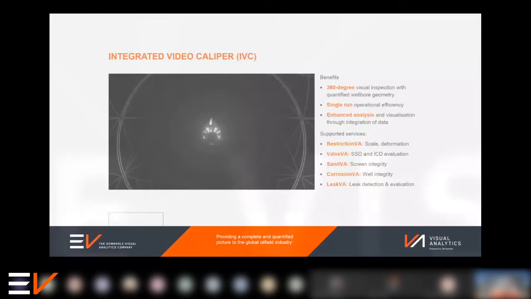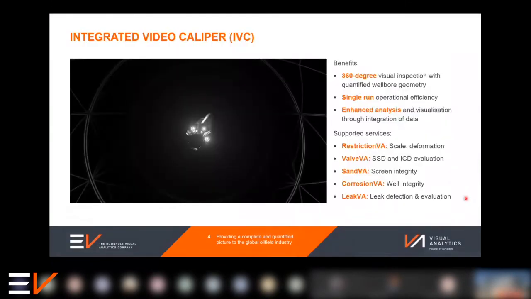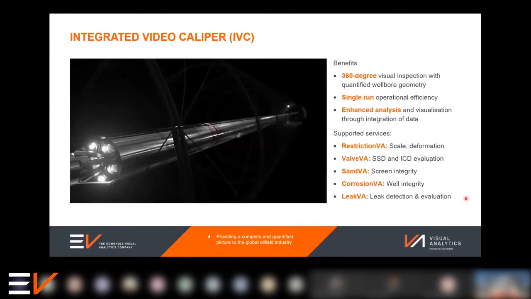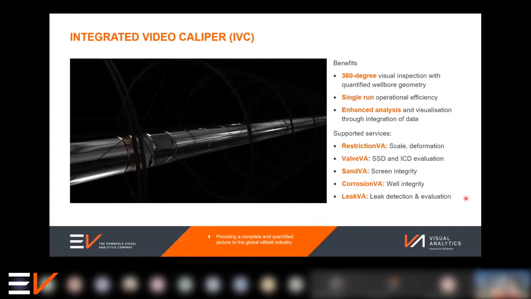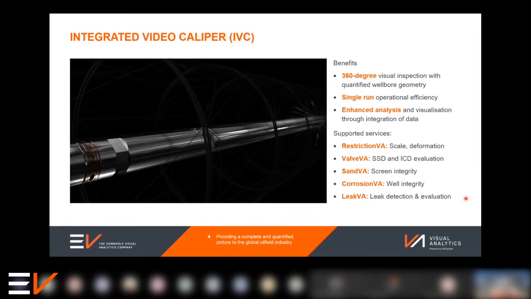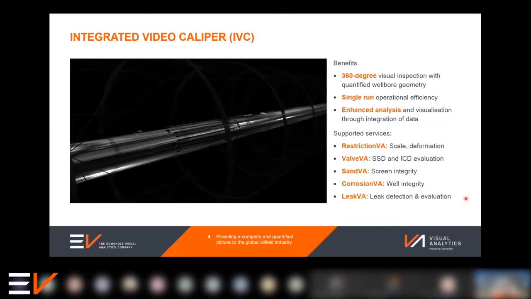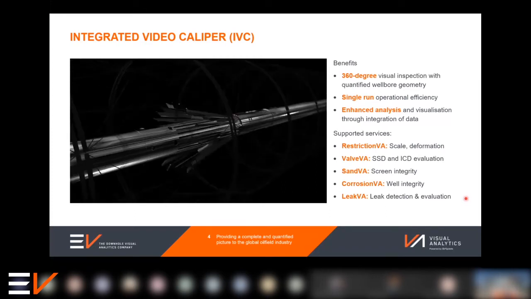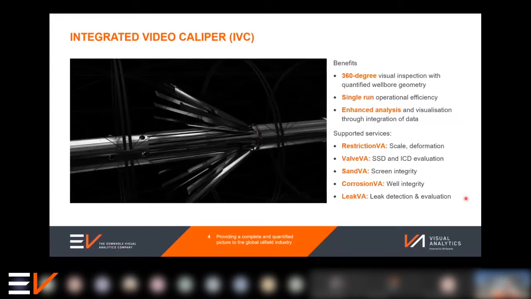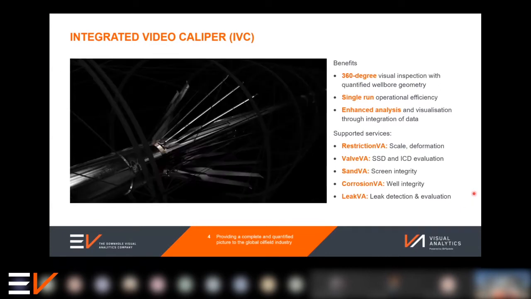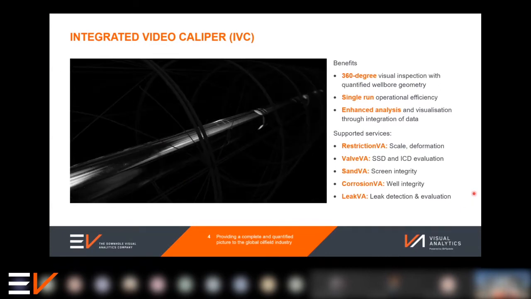But it's not just through the images alone that we can acquire information. We actually use the combination of conventional logging technologies with the video to give an augmented view of the world. So providing combinations of images and other sources of log data, we can get more out of the well and understand it in greater detail. And in this example, we're showing the combination of video with multi-finger caliper with a system that we call the integrated video caliper, or IVC for short.